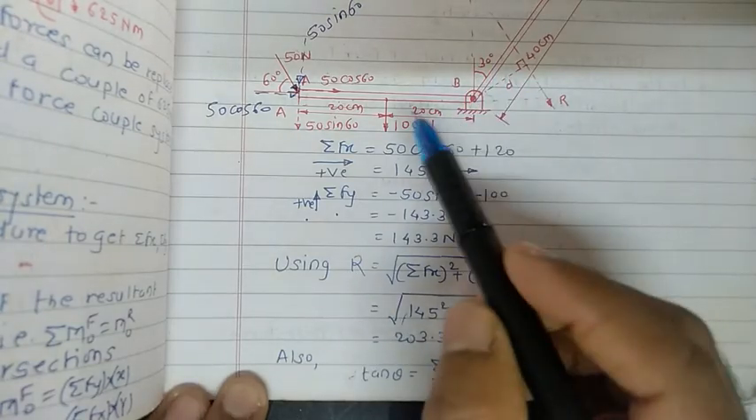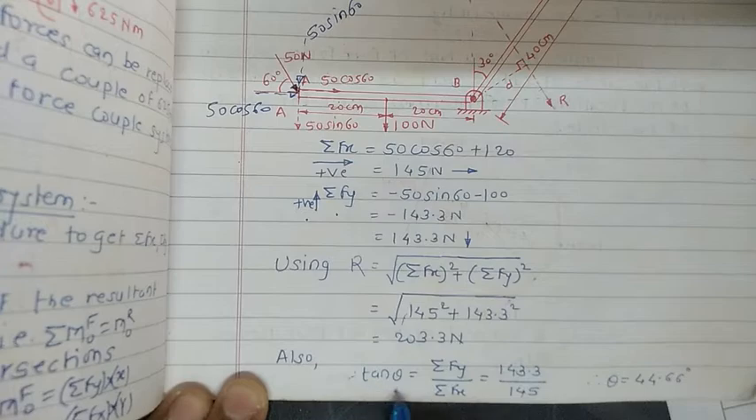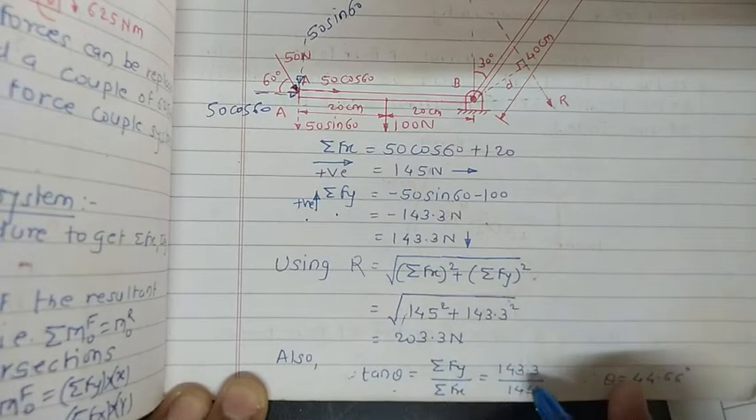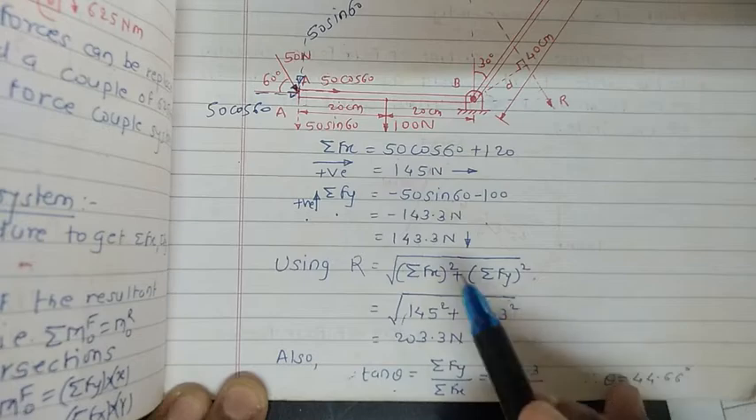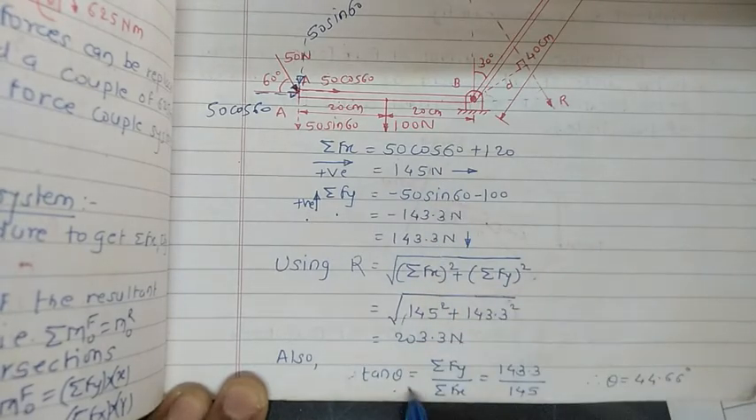So the next step is to get the value of the inclination made by that R with the x-axis. Or simply you can directly write here tan theta equals summation of Fy divided by summation of Fx. So what about the summation of Fy? At this stage it is not necessary to write the minus sign. You can decide the quadrant for R later, depending upon the signs of these. So what about theta? 143.3 divided by 145. So we get theta equals 44.66.